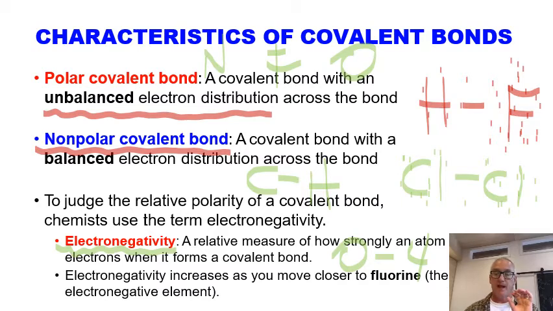And so fluorine is the most electronegative element there is because it has a relatively high number of protons to electrons, and so it pulls really, really hard on electrons. So it's given 4 as being the most electronegative element, and then everything else is relative to fluorine.